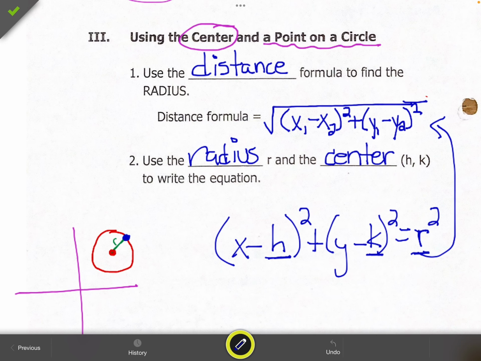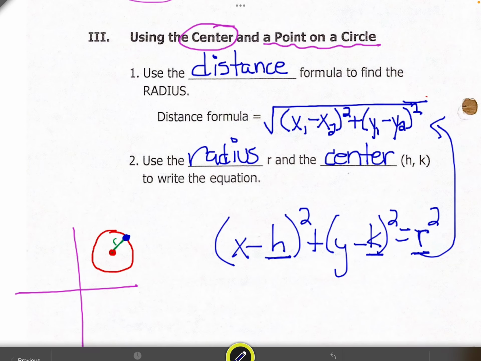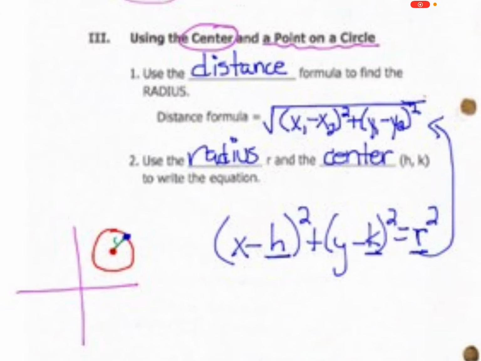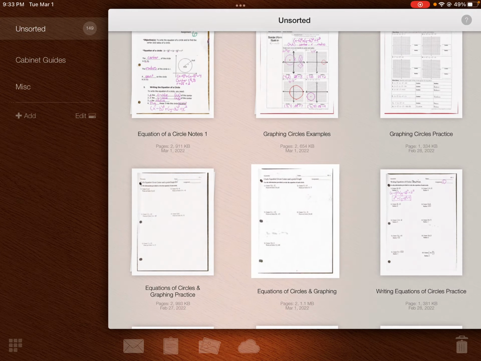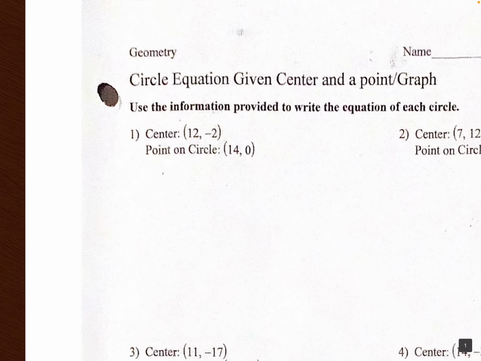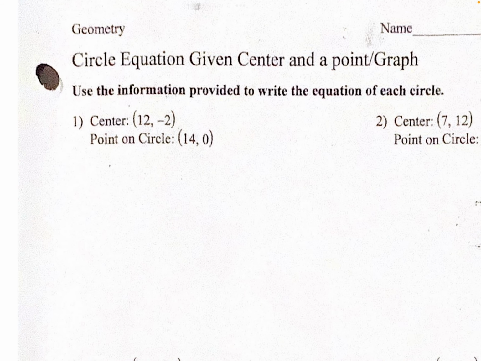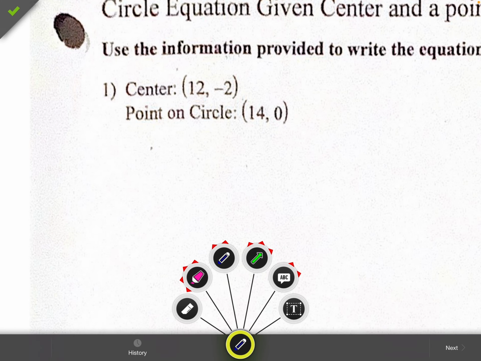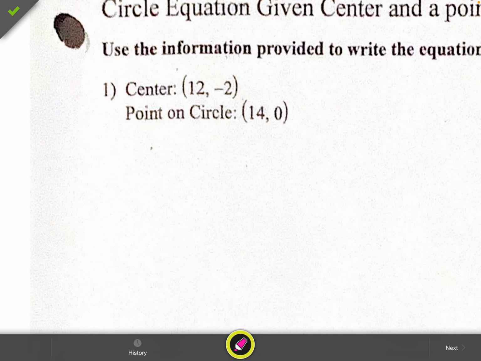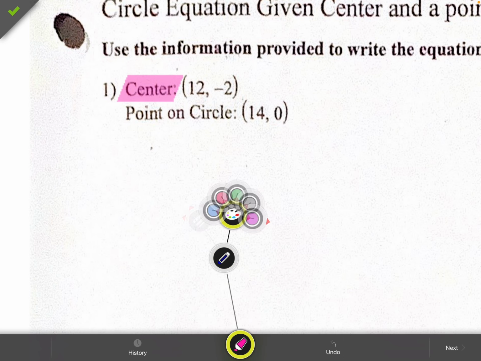All right, so let's see that in action, because it will make more sense once we see an example. Now, again, they're not going to give us the picture. If you look at number 1, it says, use the information provided to write the equation of each circle, and you see no picture. They are giving us the center. They tell us the center is (12, -2). So I already know my h and my k.